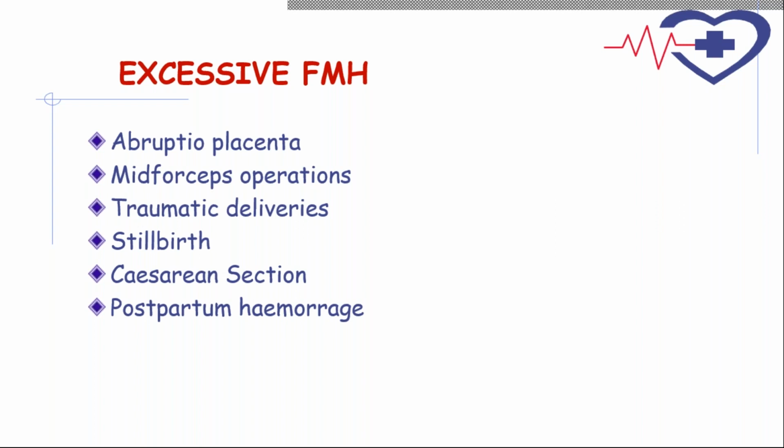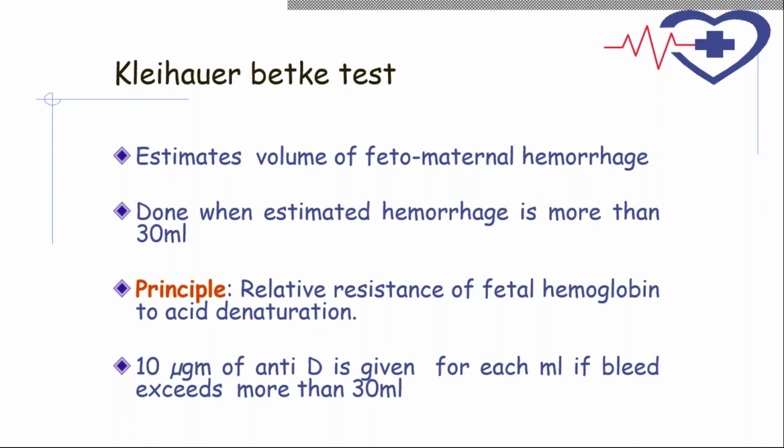So in all these situations, next slide please, you have to assess whether the feto-maternal hemorrhage is excessive or not. For that, you first give the standard dose of 300 micrograms if any of these events occurs, and then there is a test known as the Kleihauer-Betke test, which is done on the maternal sample to see whether, after giving this anti-D, there are any more residual Rh positive fetal cells in the maternal circulation.